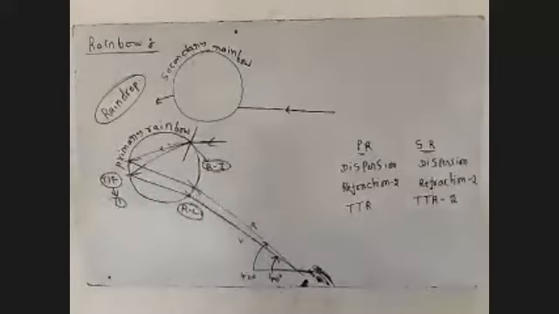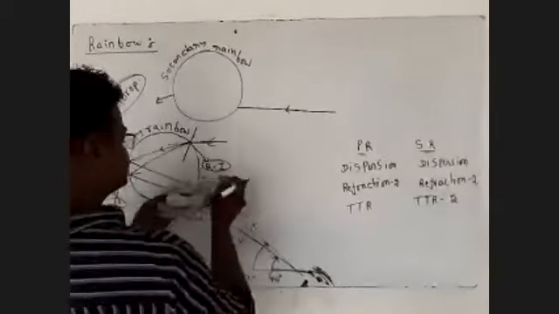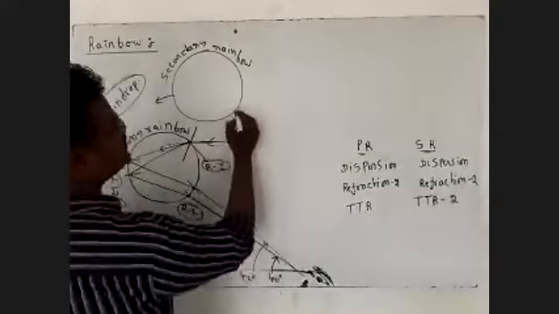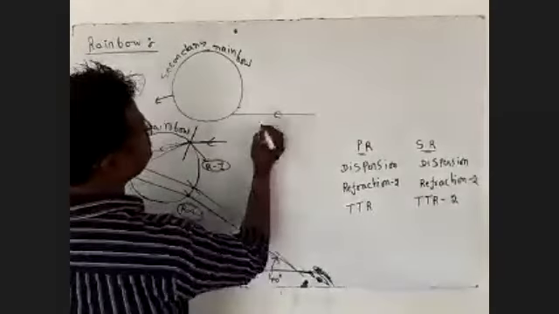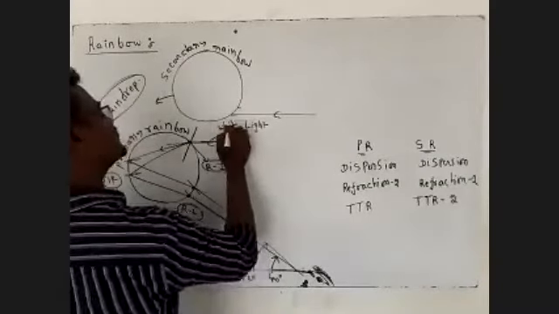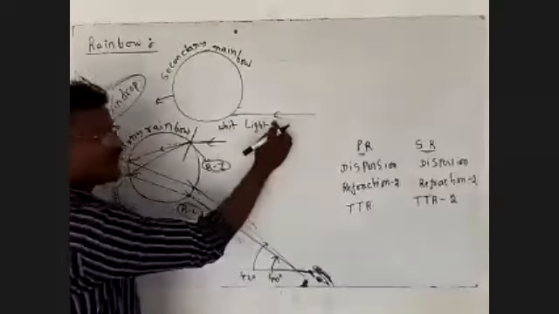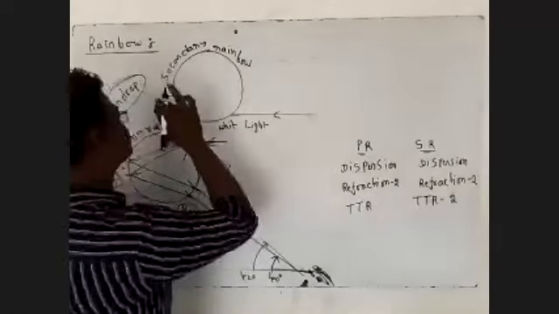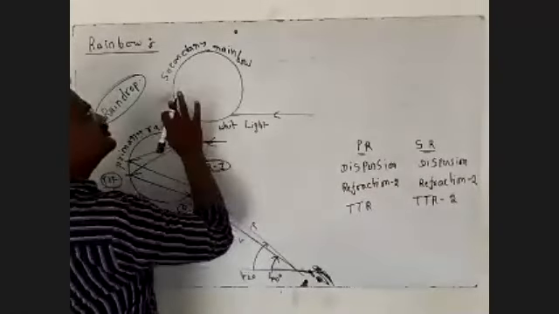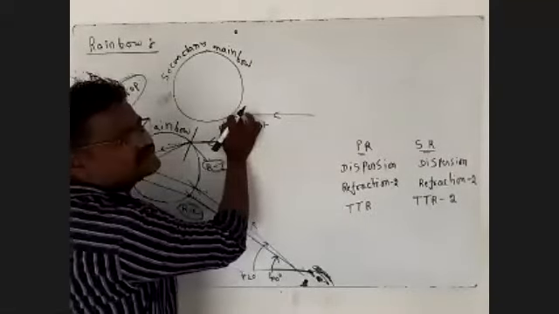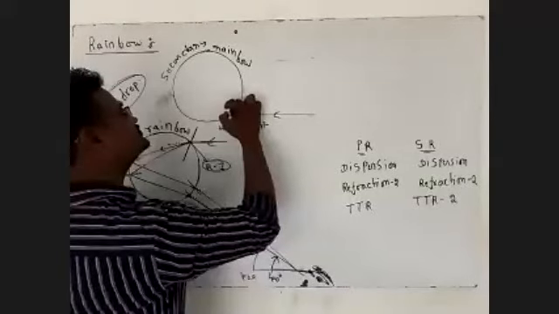Secondary rainbow. So what will happen in this situation? This is a light ray, white light coming from the sun. This white light strikes the raindrop. It divides into 7 colors.